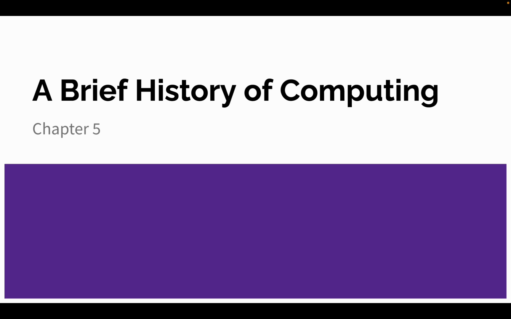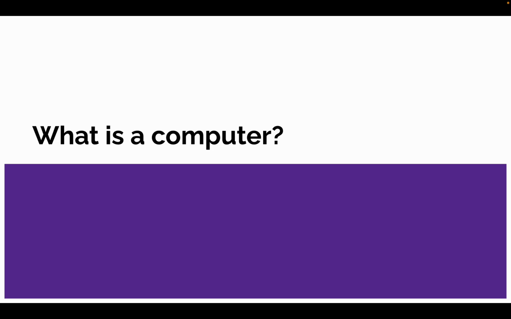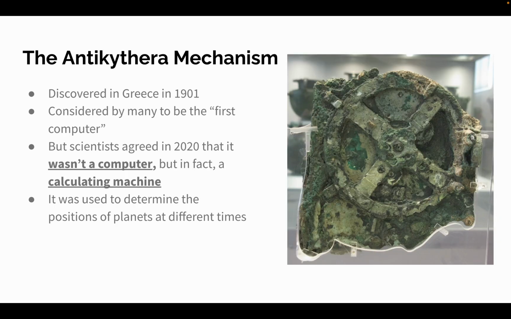I'm going to be going over the history of computing. I've prepared slides on this. It's all based on the textbook. If you have your textbook, you can follow along. This is all done in one take as well. There's no editing going on here. So I suppose we'll start by defining what a computer is. So what is a computer?